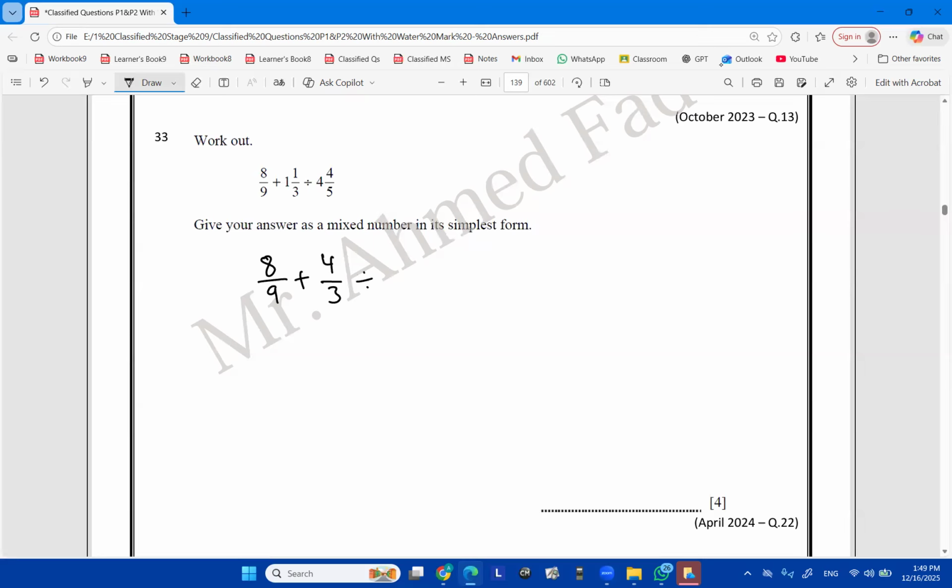Divided by, turn this into an improper fraction, so it is going to become 24 over 5 equals 8 over 9 stays the same, plus 4 over 3 stays the same. Keep, change, flip. I have to finish the division first, Mister. Order of operations. So multiply by 5 over 24.